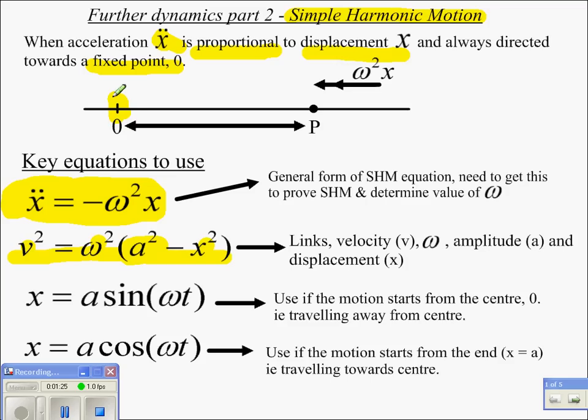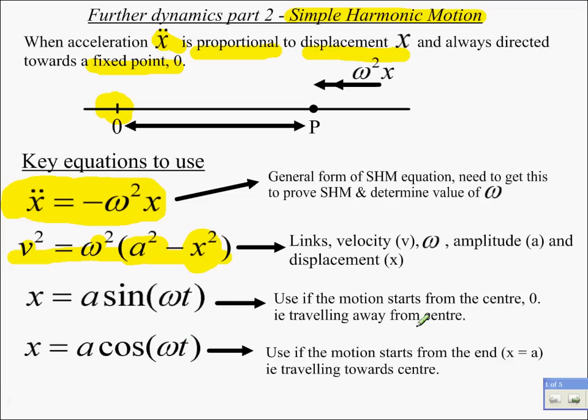So that makes sense, because if you think it's going to come up here, stop at the end briefly and then go back, stop at the end briefly and go back. Conversely, when the displacement is zero, the particle is at the origin, at the center, and that's when its speed is at a maximum, because if x is zero, this expression here for v is maximum.